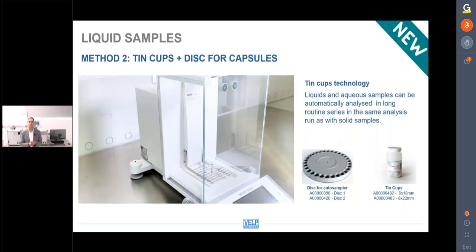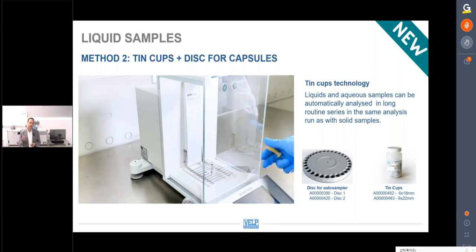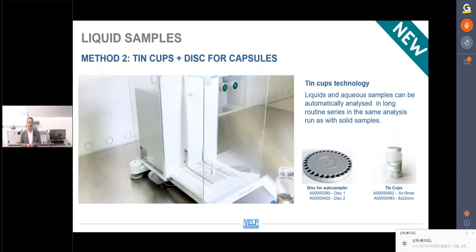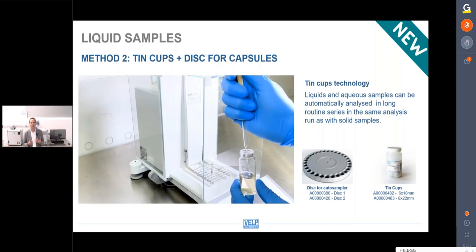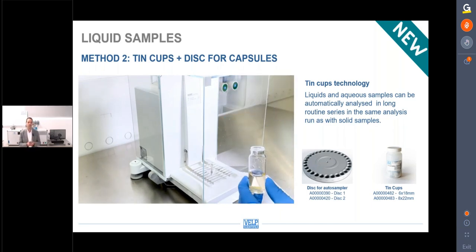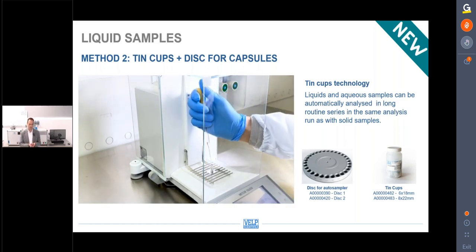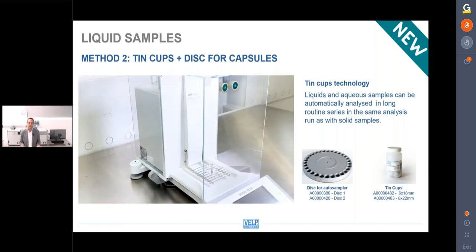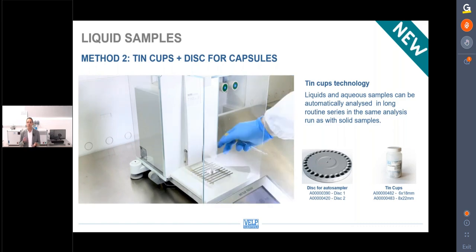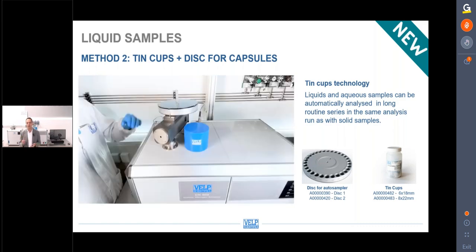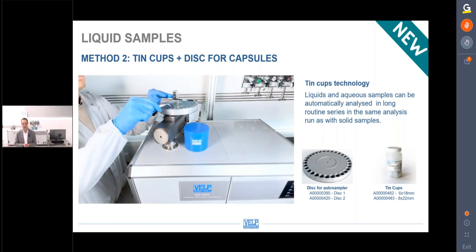The second method is to use tin cups, which gives the possibility to measure up to 0.5 milliliter without the need of the powder. As you can see from the video, you can directly dose the sample inside the tin cups. And the advantage is that you can measure long routine series in the same analysis run with solid samples. Tin cups can have different heights and dimensions depending on the needs, so a new disc with deeper holes has been created to accommodate these higher capsules.